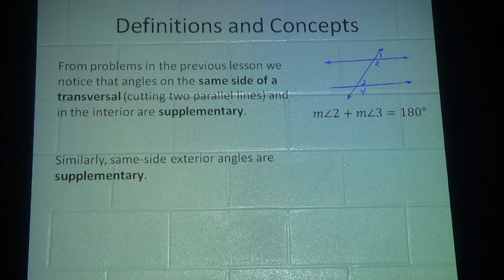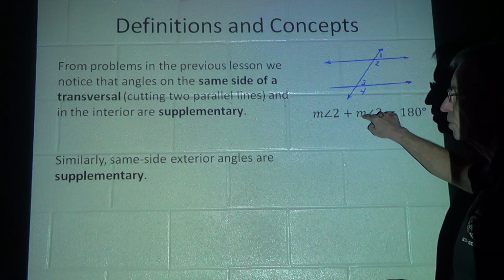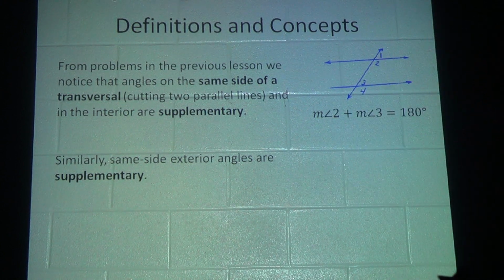Same thing for the exterior angles. Actually, 2 and 3 are the interior ones, and 1 and 4 are the exterior ones. Since they're on the same side of the transversal, those two also add up to 180 degrees.